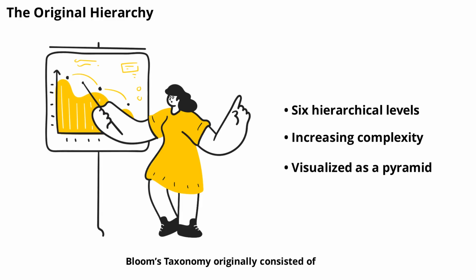Bloom's taxonomy originally consisted of 6 levels arranged in a hierarchy. These levels represent increasing complexity in cognitive skills, starting from basic recall of facts to higher-order thinking like evaluation and creation. The hierarchy is often visualized as a pyramid, with each level building upon the previous one. This structure helps educators plan lessons that progress from simple to complex tasks.